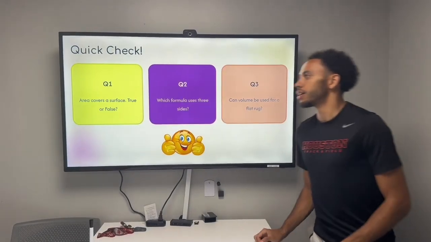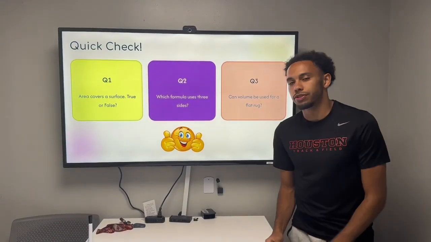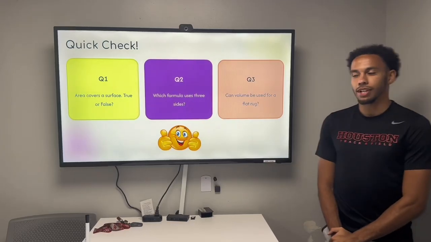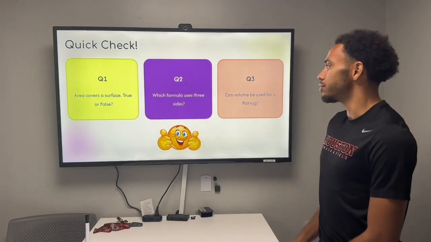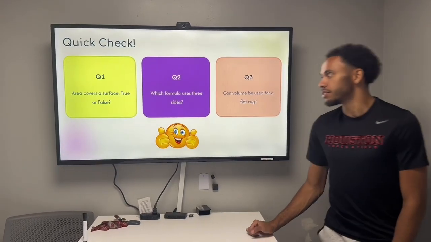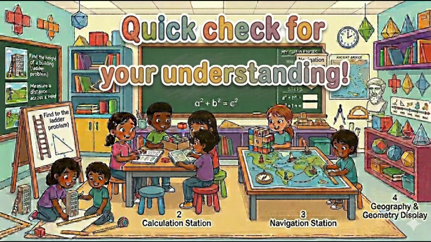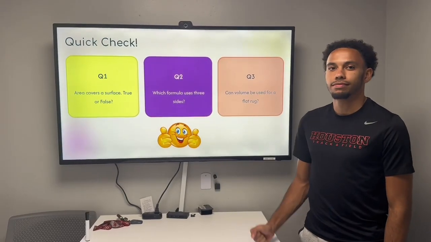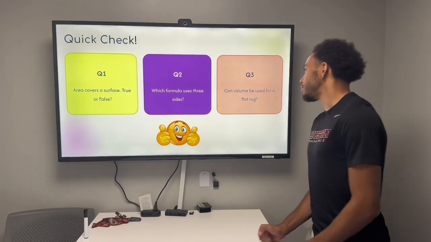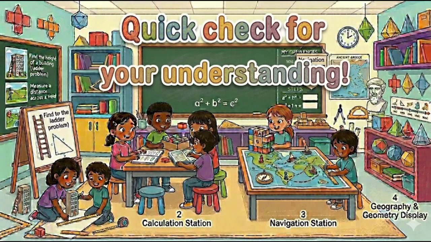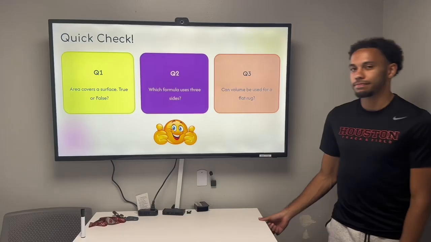Now a quick check for our understanding. Question 1. Area covers a surface, true or false? That would be true. Question 2: which formula uses 3 sides? Area, volume, or the Pythagorean theorem? It would be volume. Question 3, can volume be used for a flat rug? No.